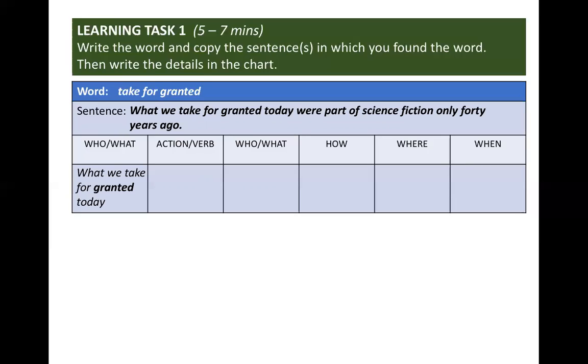What we take for granted today, that's a clause. It's acting as the subject of the sentence. It's a noun clause. The real verb is were. Were what? Part of science fiction. When? Only 40 years ago. So you notice the sentence, if you want to understand it, what we take for granted today were part of science fiction only 40 years ago. And this is going to help the students comprehend. And the better that the students comprehend, the better that they learn. Okay, so remember, that's a noun clause acting as a detail.